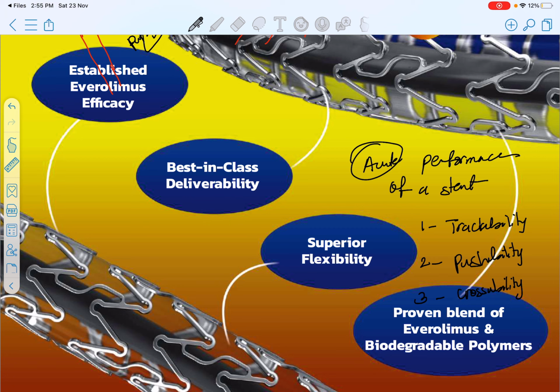Lastly is crossability, which is the ability of the stent system to pass through tight or heavily calcified lesions in the coronary artery. This determines how well the stent can navigate through narrow or tight or obstructed lesions. So these are the three things that determine the performance of a stent. So you can always say that our stent has excellent trackability, effective lesion negotiation, perfect pushability and crossability.